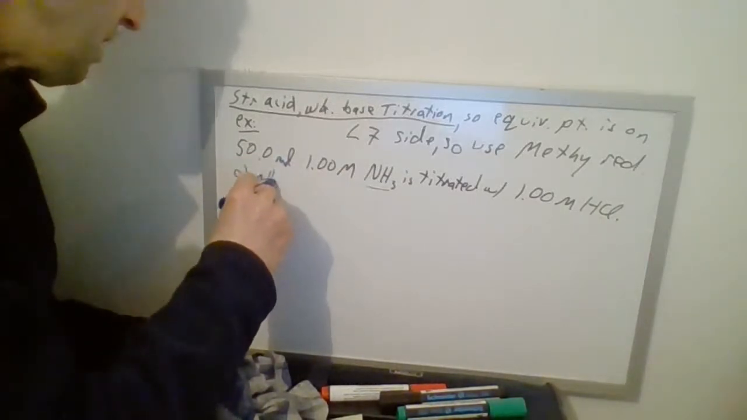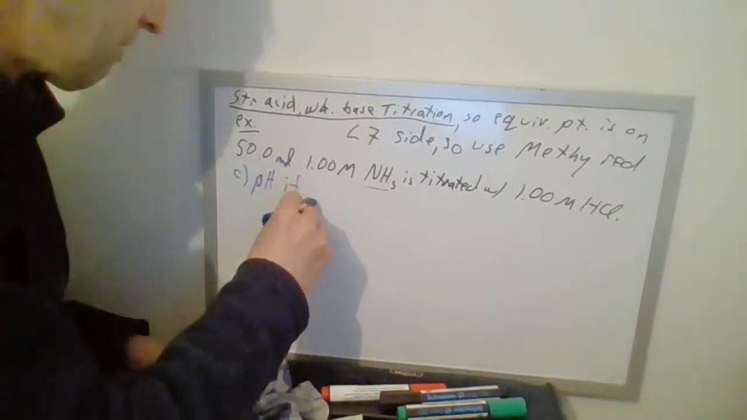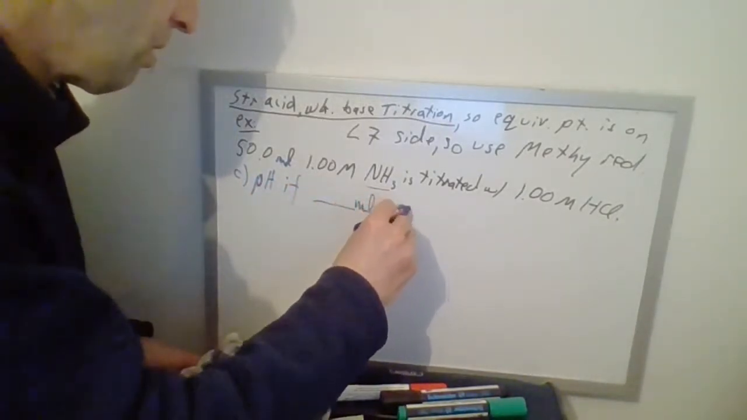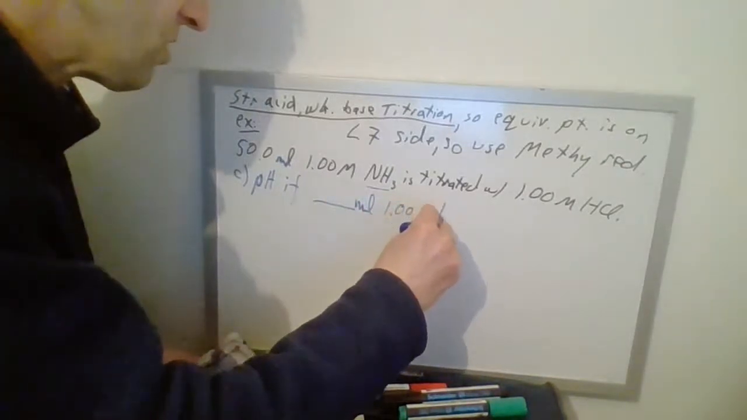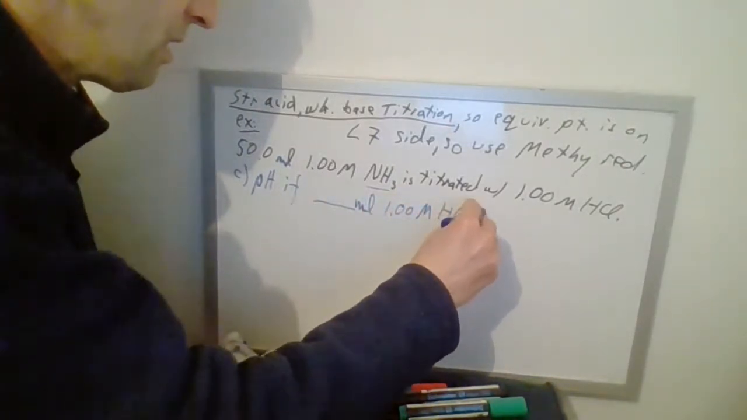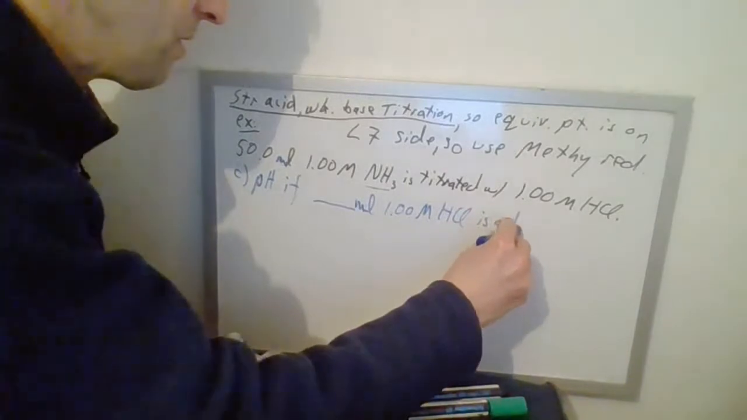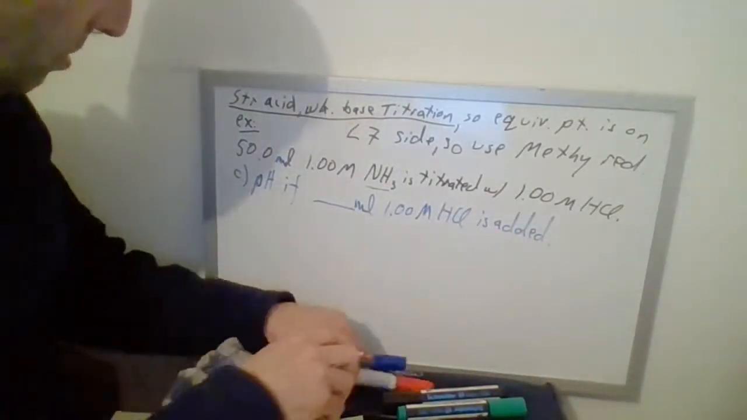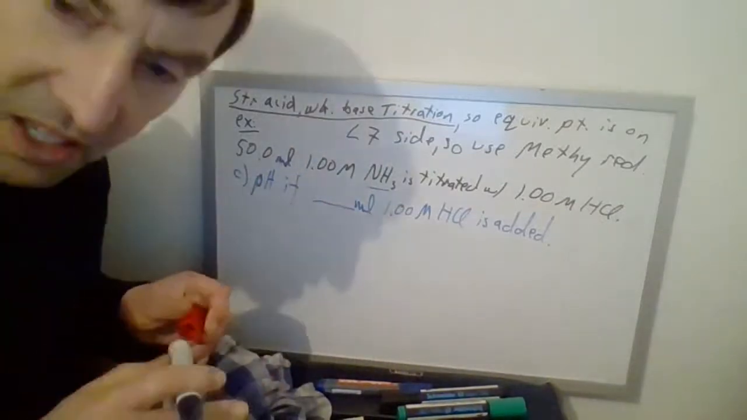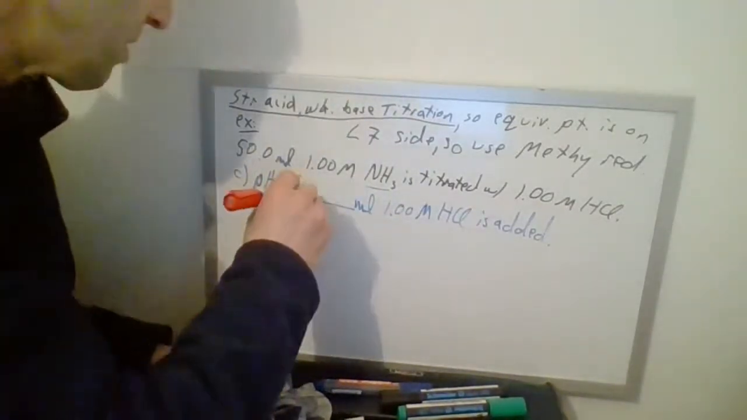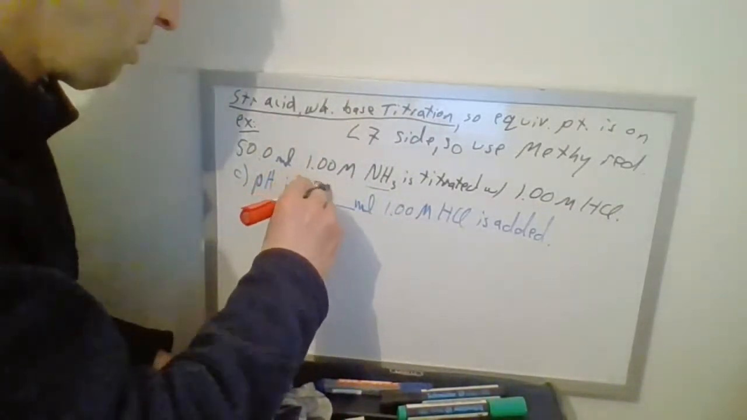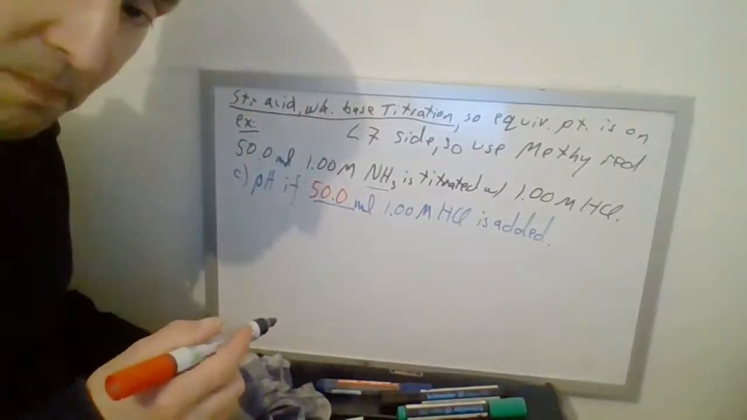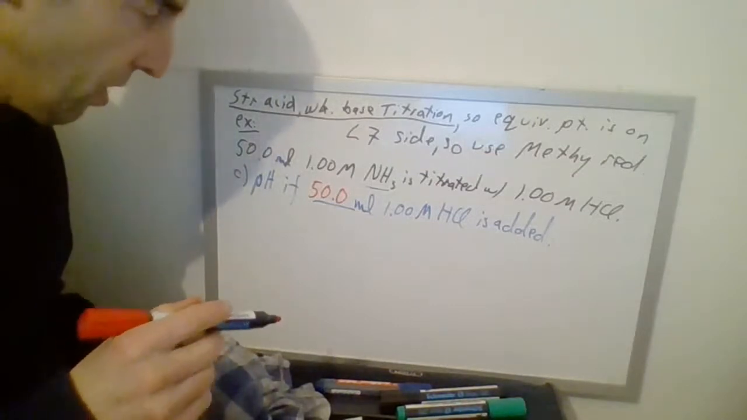So we want to get the pH if 50.0 milliliters of 1.00 molar HCl is added. All right, beautiful. And how many is it? Alex knows it's 50. Thank you, Alex. So 50.0 milliliters. So now we're at the equivalence point, okay? Now we're at the equivalence point.